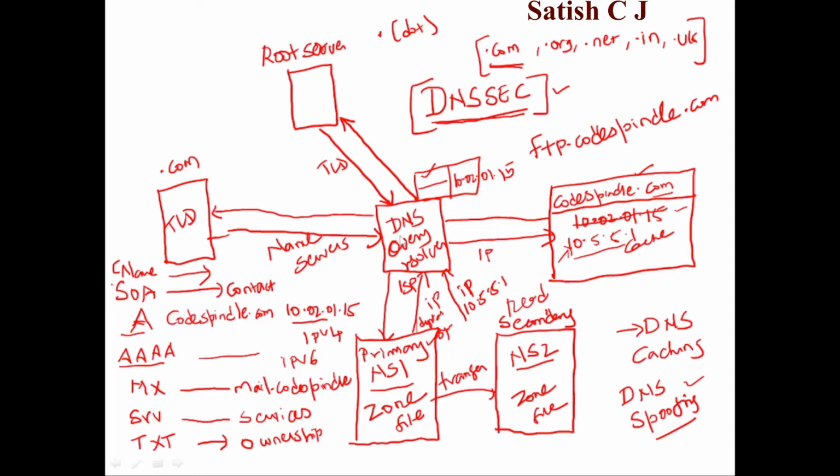So using that IP, the DNS query resolver will now contact the name servers. Name servers are of two types, primary and secondary. So what is there inside a name server is we have a zone file which contains various types of DNS records. So what are these records? See, the A type record will map the IPv4 address. So this is the IP address for codespindle.com. If it's an IPv4 address, it will be present in the A type record. Quad A record is for mapping the IPv6 address for a domain.